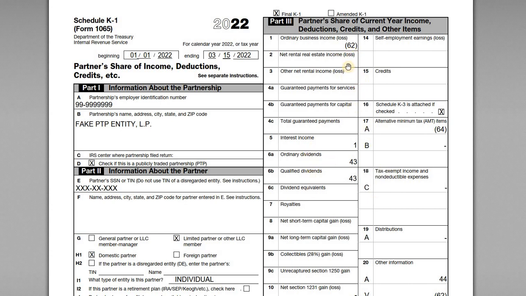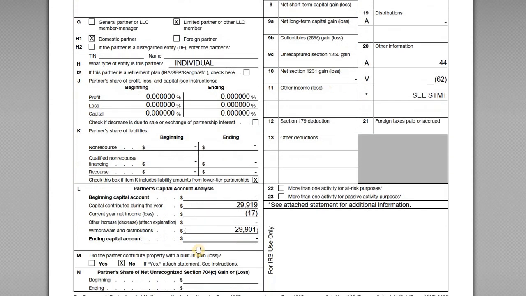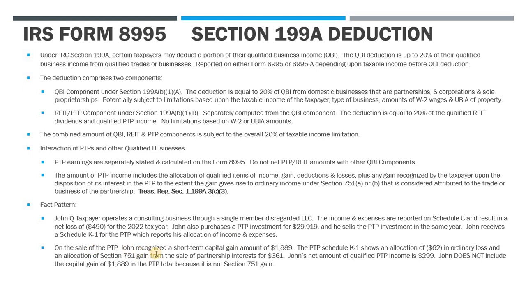And he's got some allocable items here, right? So ordinary business income and loss, some interest and dividends. And then we can see here his ending capital account has been zeroed out because, again, he sold all of his investment during the period. All right, so now on the sale of the PTP, he recognized short-term capital gain of $1,889.